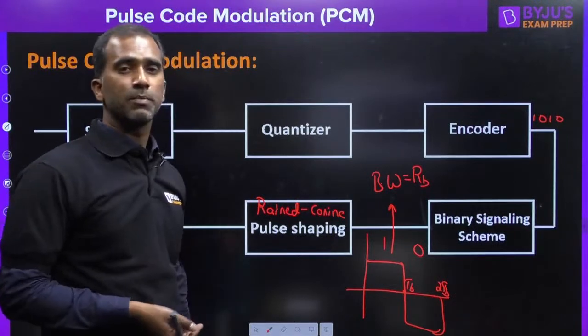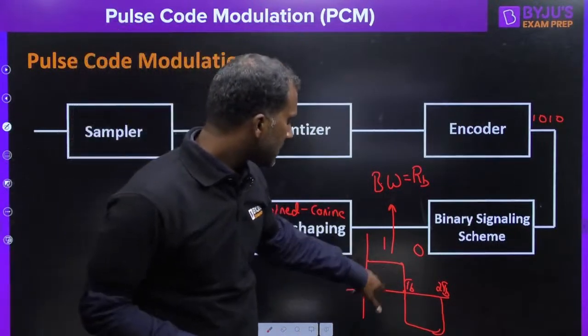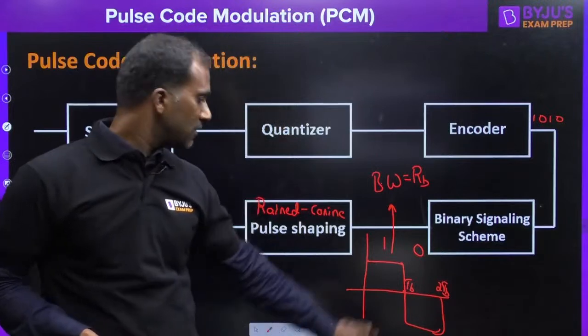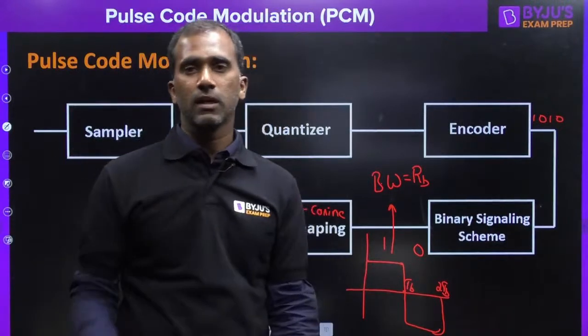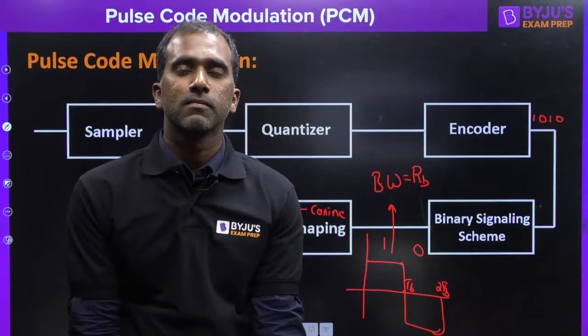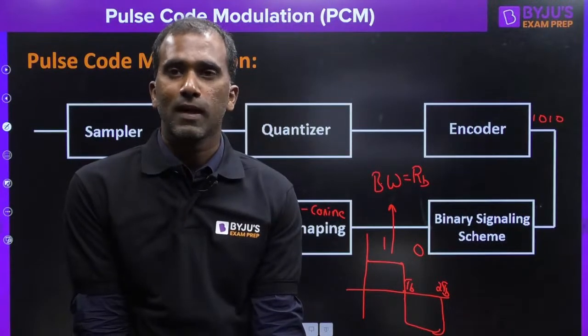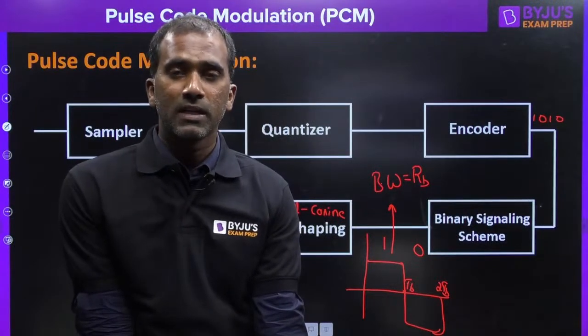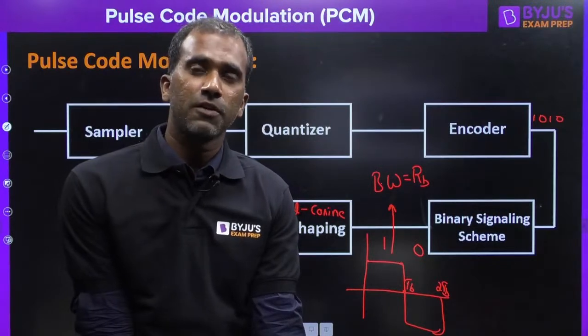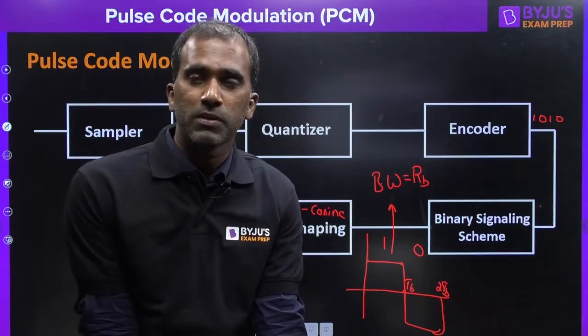Sir, what is meant by intersymbol interference? See this rectangle pulse. If you try to send this rectangle pulse through a channel, what happens? Will the shape change or not? A rectangle pulse cannot retain its shape because the Fourier transform of a rectangle pulse is a sinc function, and the sinc function has infinite frequencies.